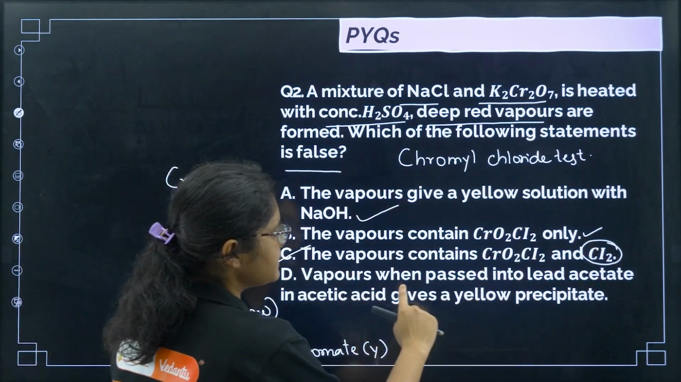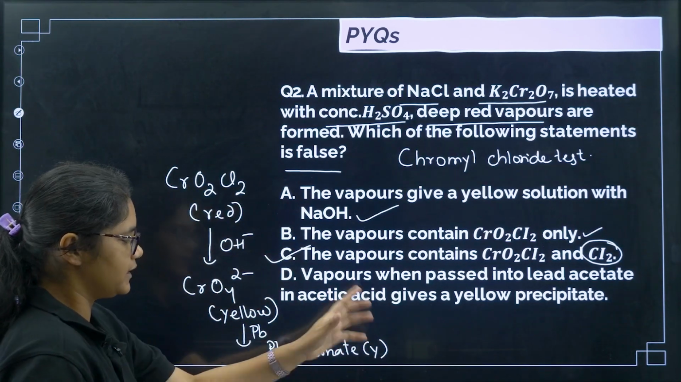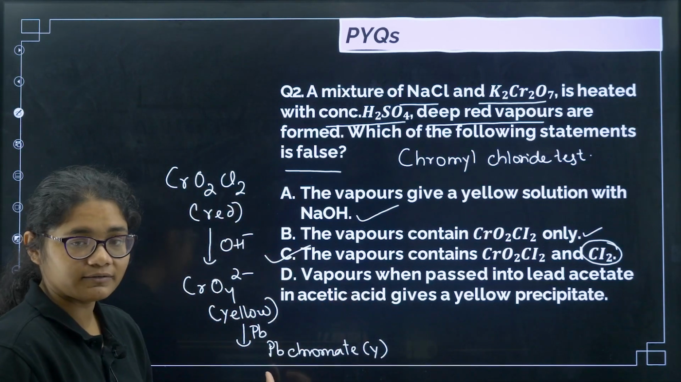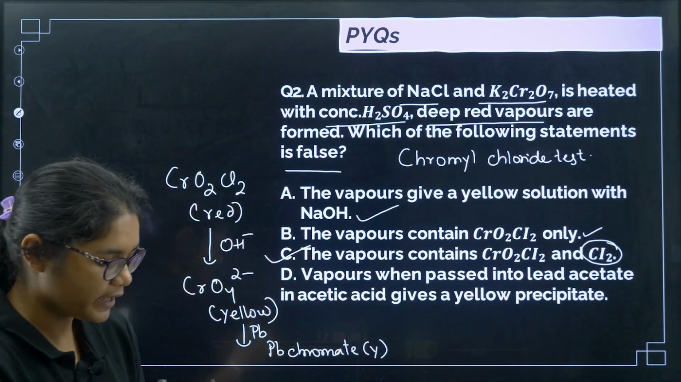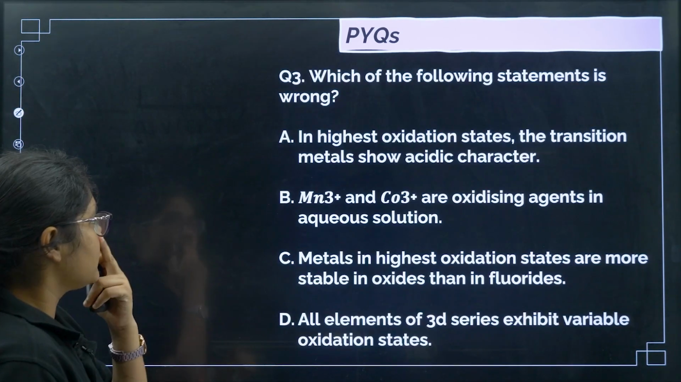Now the vapors when passed into lead acetate in acetic acid give a yellow precipitate. So if you pass it into lead acetate, lead chromate will form, which is again yellow in color. So the correct answer for this question is option number C. Now coming to question number 3.